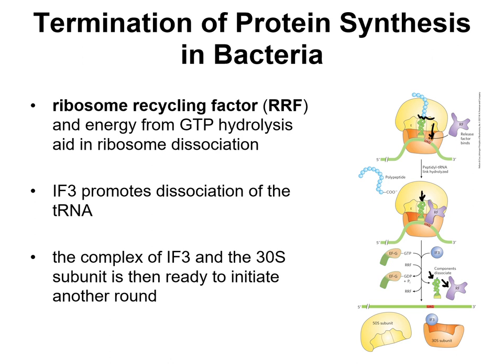And once all of those things are gone, they dissociate, then you've got the 30S subunit that has IF3 bound, which helps promote the dissociation of the tRNA. Remember that IF3 can bind in the E site. And then it's associated with the 30S subunit, and it's ready for another round.